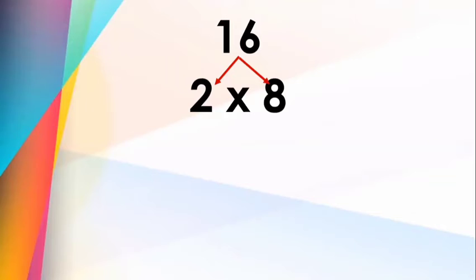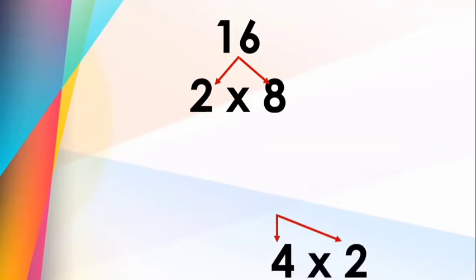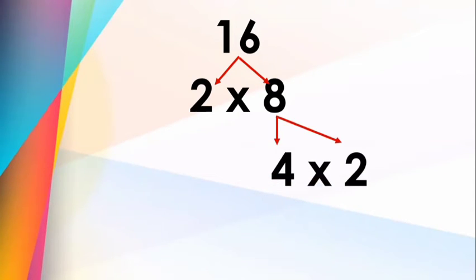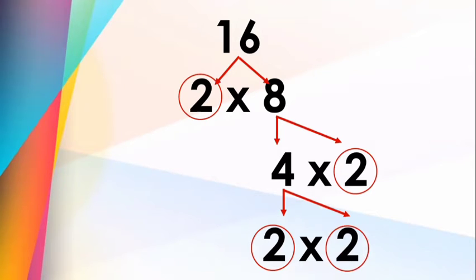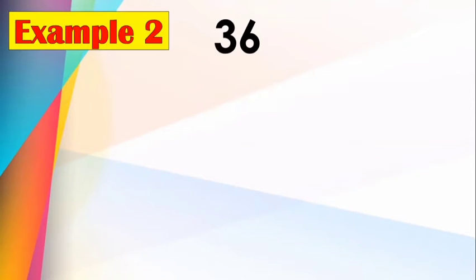Let's have another possibility. We have 16. The factors can be 2 times 8. 2 is prime and 8 is a composite number. Let us express 8: 4 times 2. 4 is still a composite number, so 4 is 2 times 2. 2 is a prime number, so we stop when all the factors are prime. So the prime factorization of 16 is 2 times 2 times 2 times 2.